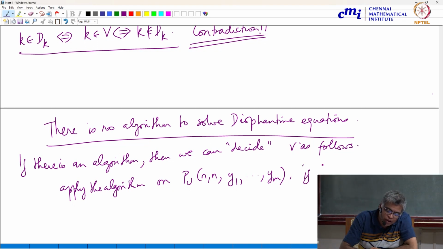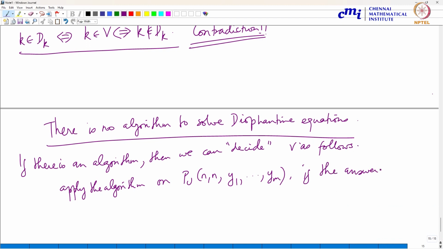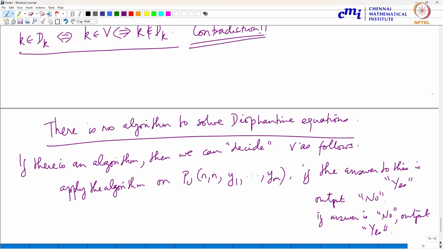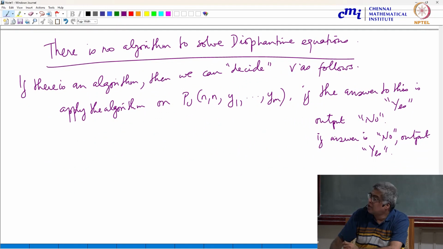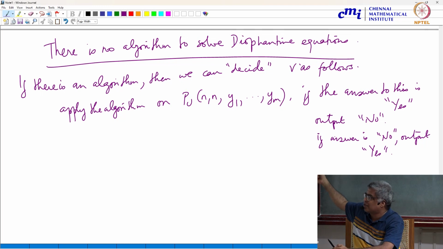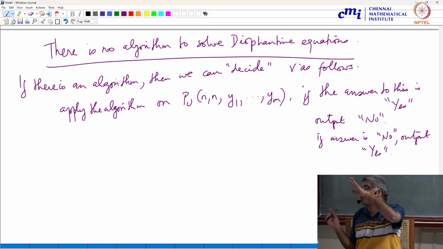So if the answer to this is yes, output no. If the answer is no, output yes. That's a contradiction, because earlier I said that V is not computable, and now I have actually shown that V is computable, if there is an algorithm to solve for integer solutions of Diophantine equations. So this at least gives you an overall proof.